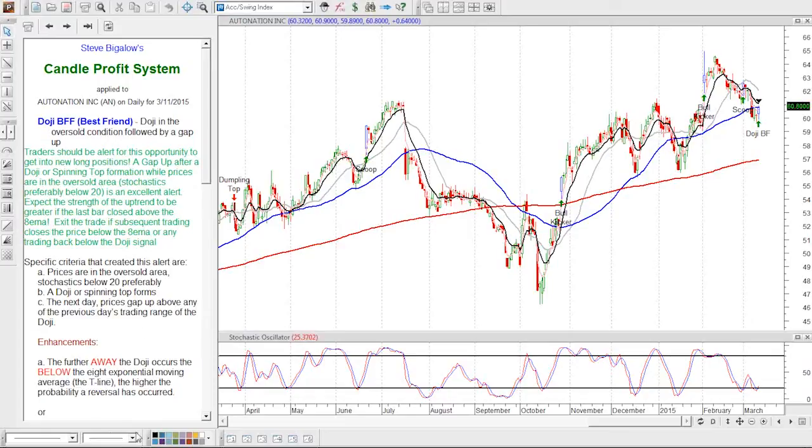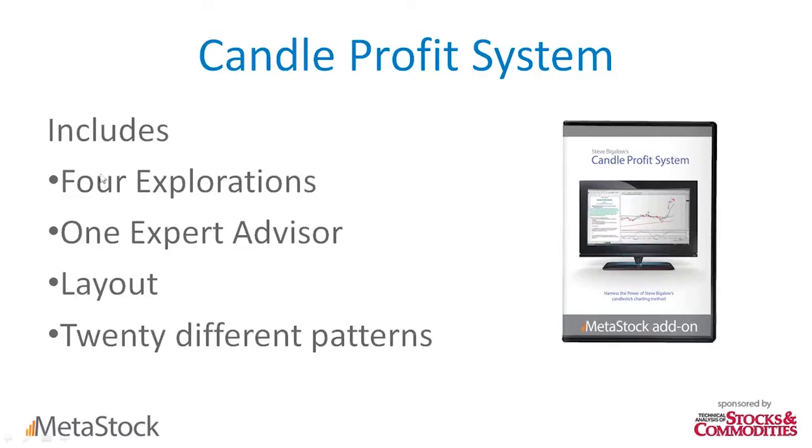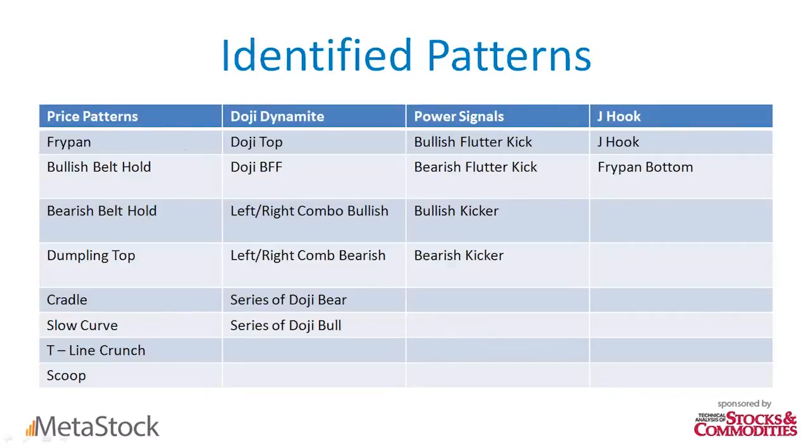In this particular case, just to go back to what was included and how it works, let me go back into the PowerPoint. Went to the wrong one. Okay, so it's got the 4 explorations, which allow you to find all the patterns you want in whatever market you want. It's got 1 expert advisor, 2 layouts, and the 20 different patterns. To show you the patterns again, those are the patterns we're looking for. They're all the major ones that he teaches about. It's a great product. It's actually been very, very successful. I'd say it's probably one of our most successful products.